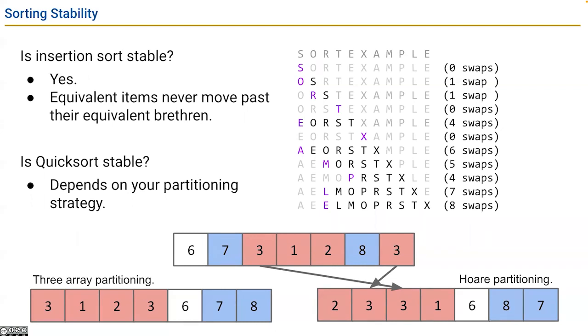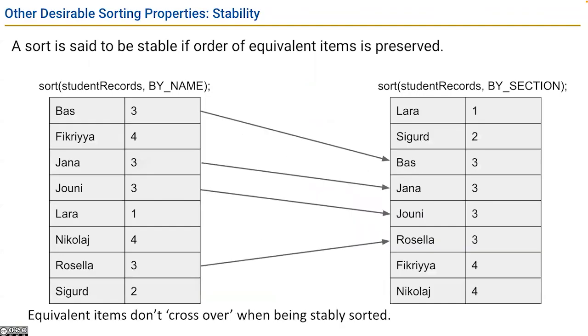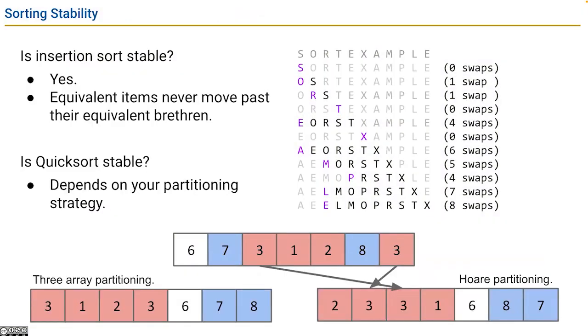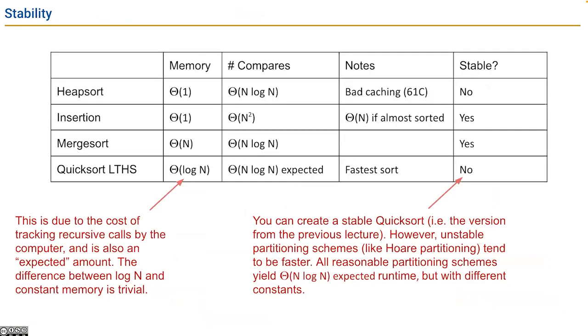What's the terminology stable? Why is it called stable and unstable? It's whether or not it preserves the relative order of equal items. I think this is the picture. That's stable. That's not stable. That's why.